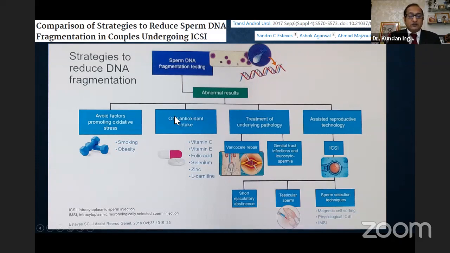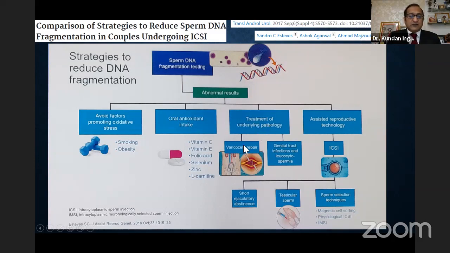Also, oral antioxidant intake has now been proven; we have a lot of evidence for it. If we supplement antioxidants like vitamin C, vitamin E, folic acid, selenium, zinc, and L-carnitine, the most important antioxidant combination, to husbands having a higher DFI, then we see that they really show a good improvement in the sperm quality.